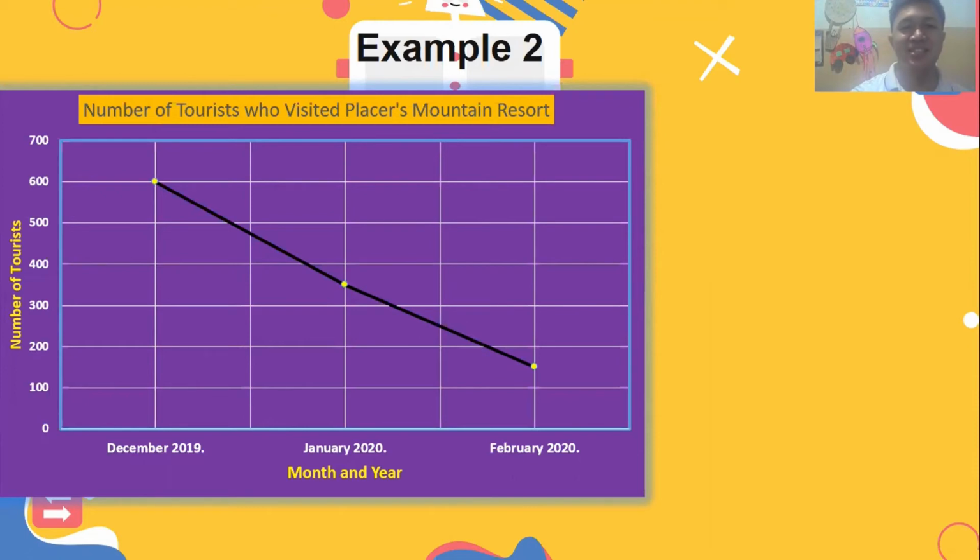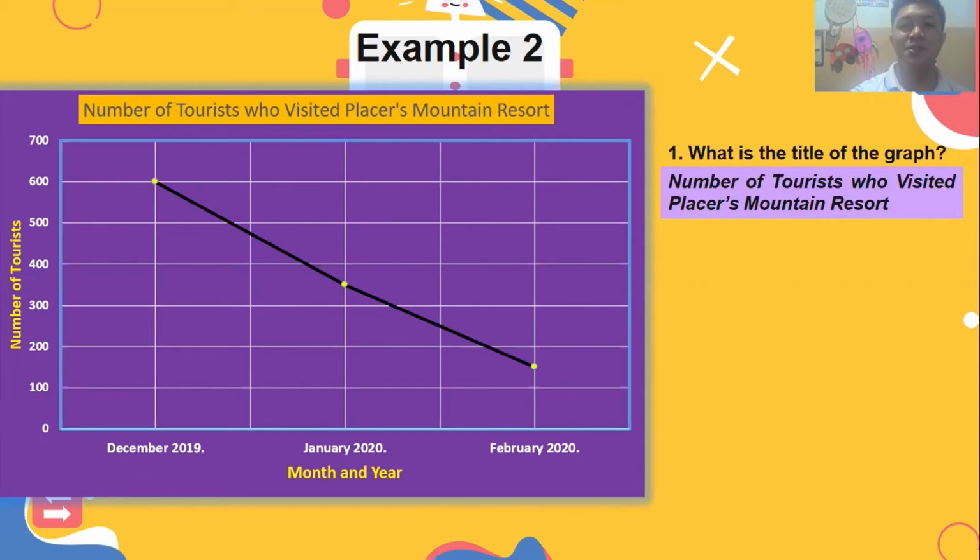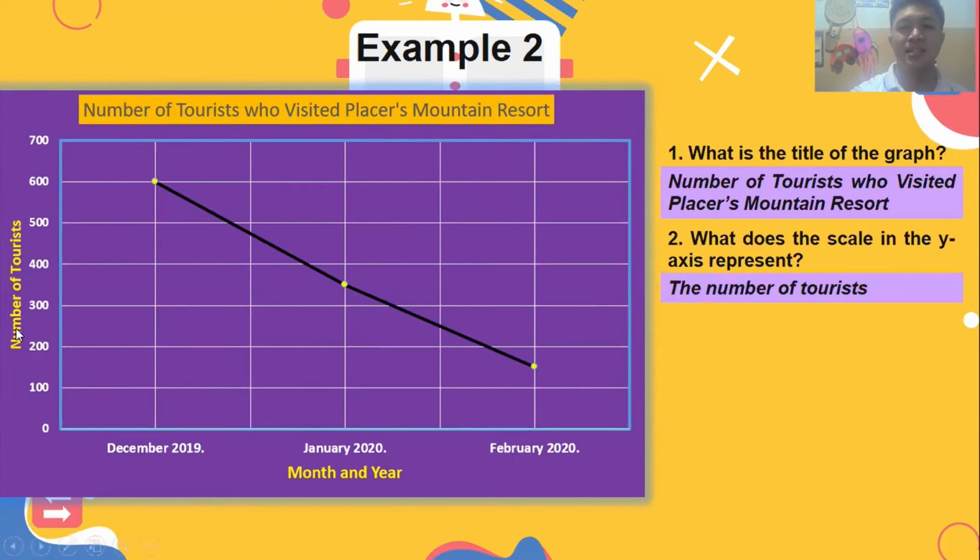Yes, Jared, correct. So still, the graph is an example of a single line graph. So what's the title of the graph? Correct. The title of the graph is the number of tourists who visited Placer's mountain resort. And what does the scale in the y-axis represent? In the y-axis, it represents the number of tourists.